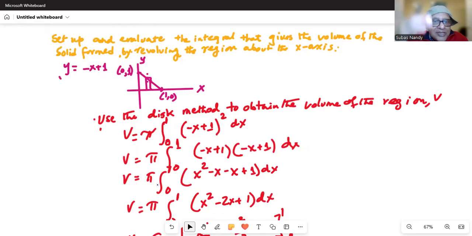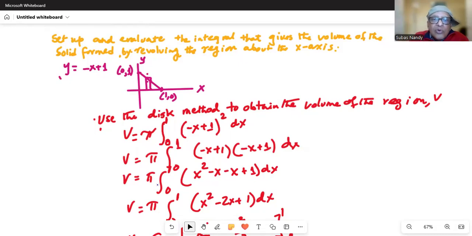But what are the limits? x varies all the way from 0 to 1. 0 is the origin x value, and 1 is the point where the line cuts the x-axis. That coordinate is (1, 0). So the limits of integration of x are from 0 to 1.